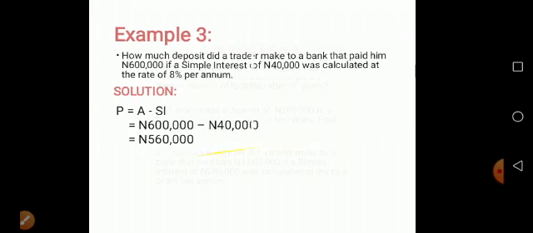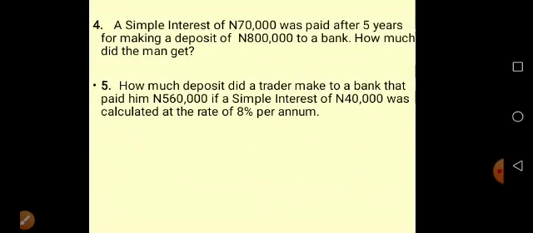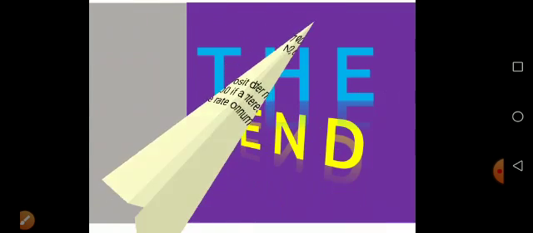Now take a look at these exercises. You can pause your video and write your exercise down, okay? And of course 1 to 5, write it down and ensure that after each number you leave a space. Make sure your writing is legible, okay?